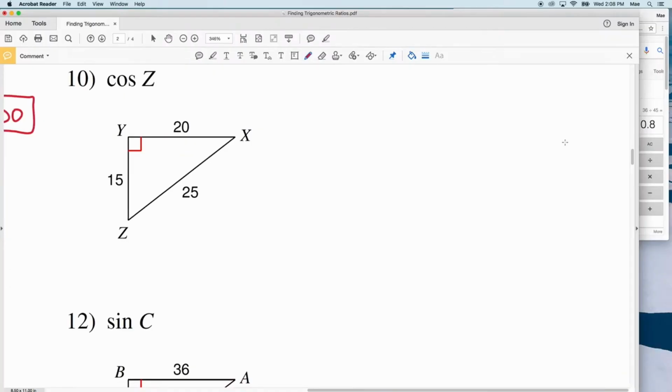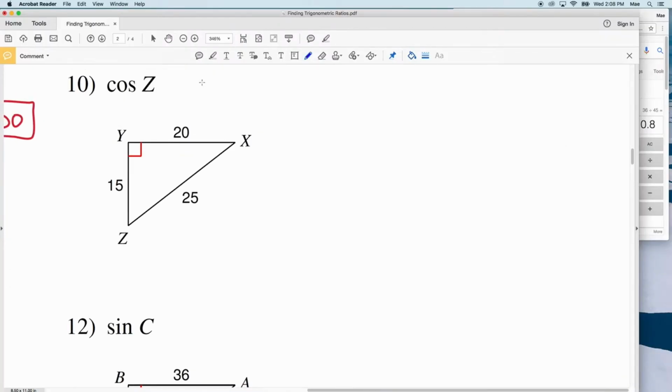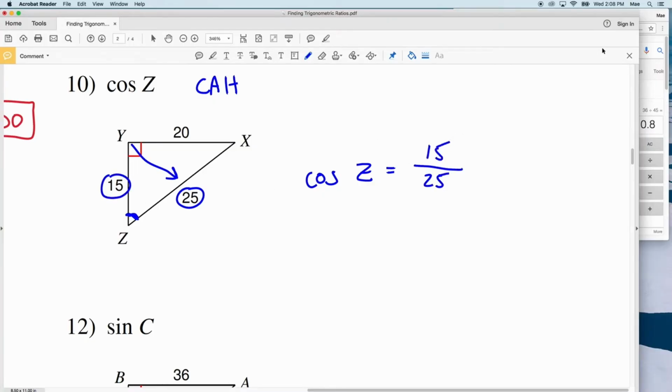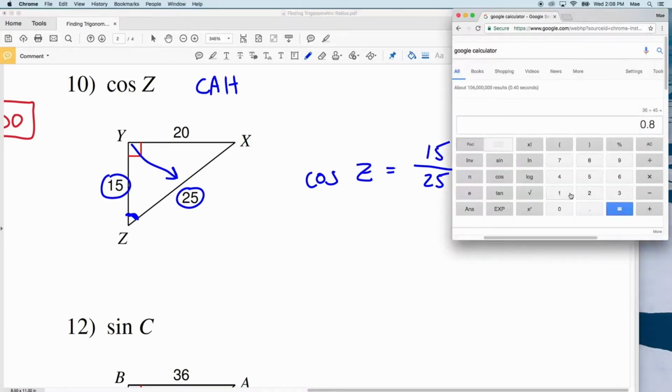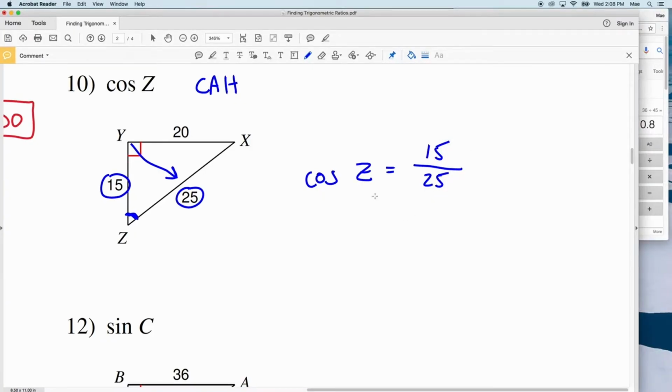Number 10, we have the cosine of z. So the cosine of z equals the adjacent over hypotenuse. We know our hypotenuse is 25, so the adjacent side is 15. 15 divided by 25, we know can be simplified down into 3/5, which is 0.6. So this is equal to 0.6000.